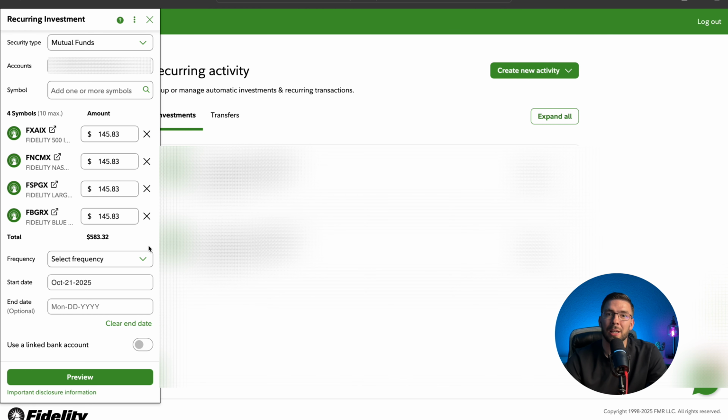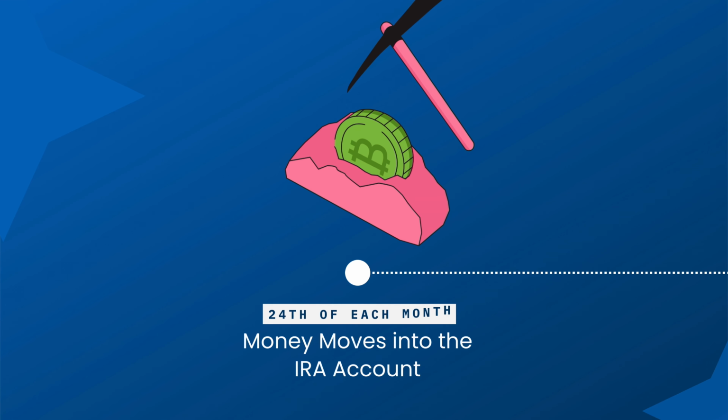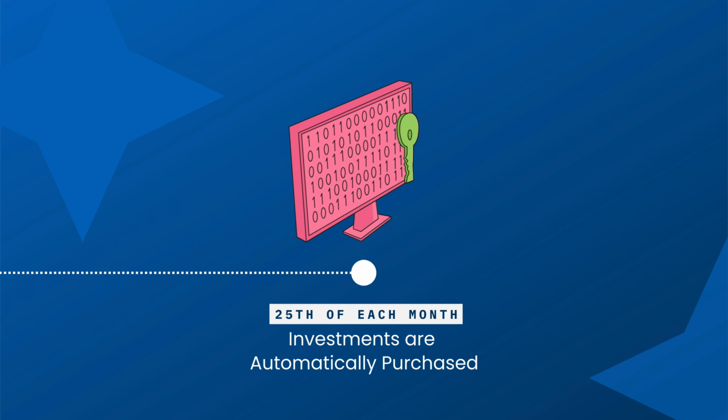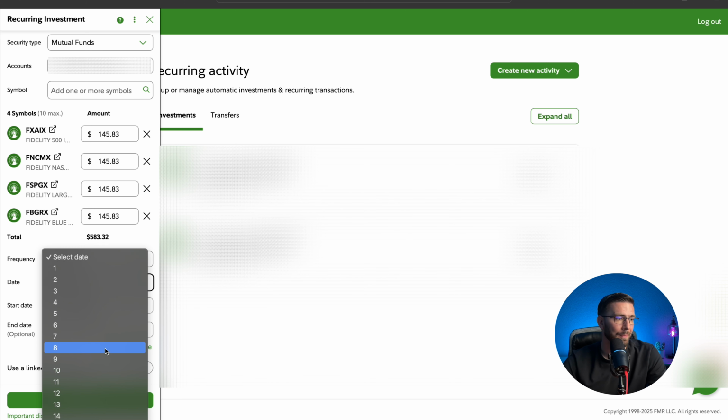For frequency, we will choose the same frequency that we chose for when we transferred our money from our checking account to Fidelity. So previously I chose monthly. I will again choose monthly here. Select a date. I'm going to select a date that is 1 day after I chose to transfer the money. So I believe in this example, I chose the 24th of every month. So in this case, I'm going to choose the 25th of every month. So that way on the 24th, my money moves into my Fidelity account. And then on the 25th, my Roth IRA will automatically invest into these mutual funds.